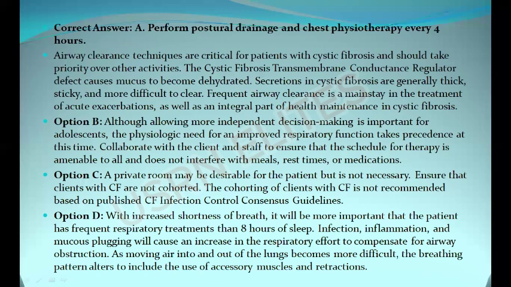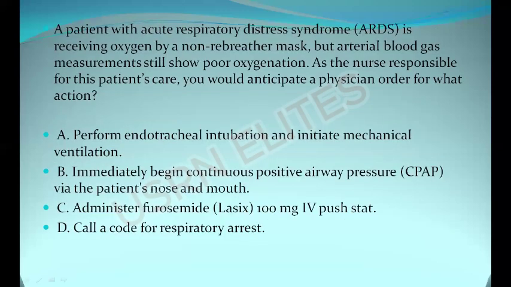All right, let's look at this one too. A patient with acute respiratory distress syndrome is receiving oxygen by a non-rebreather mask, but arterial blood gas measurements still show poor oxygenation. You would anticipate a physician order for what action? This one too is another type of prioritization, but it wants you to prioritize actions.